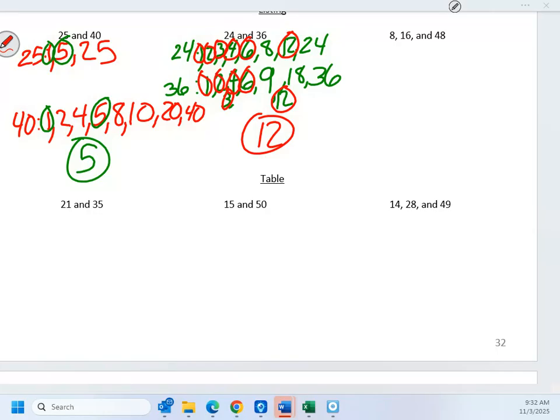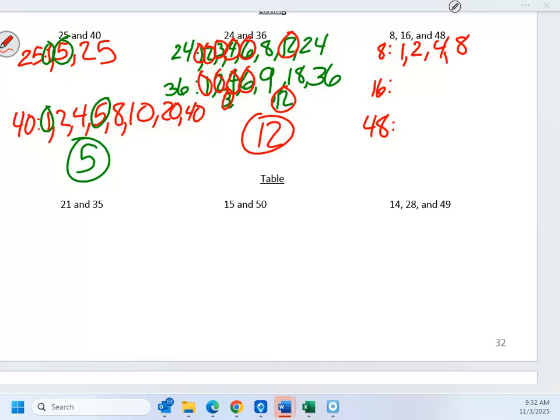Now we have 3 numbers, 8, 16, and 48. What are my factors of 8? Rhoda? 4 and 2. What else? What's another factor of 8? Matt? 1 and 8.